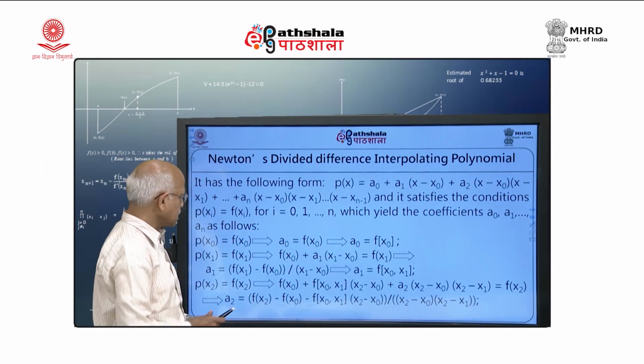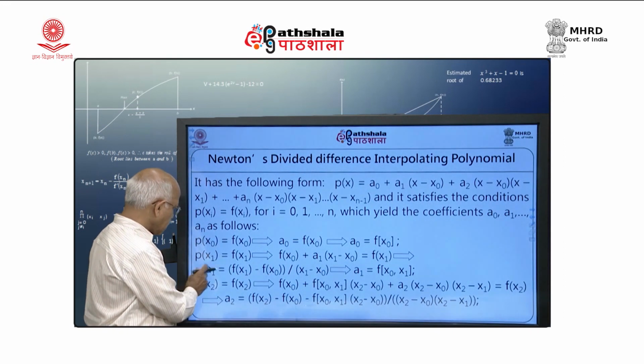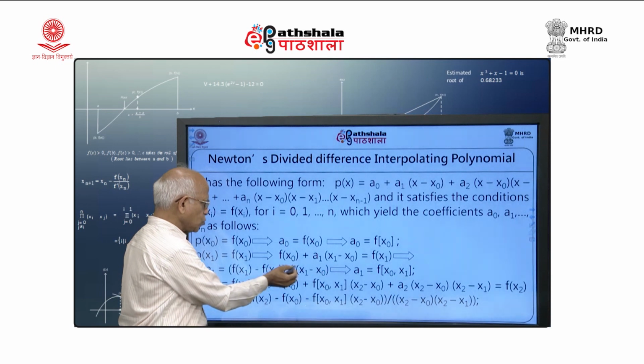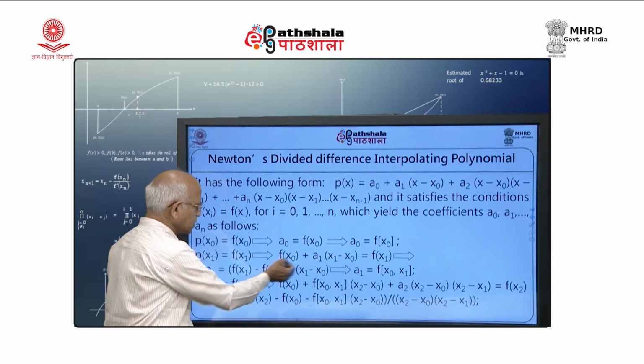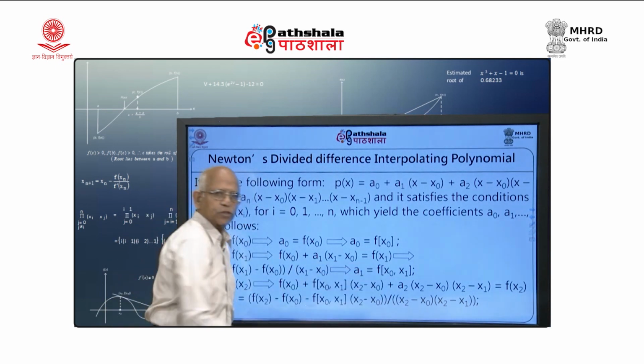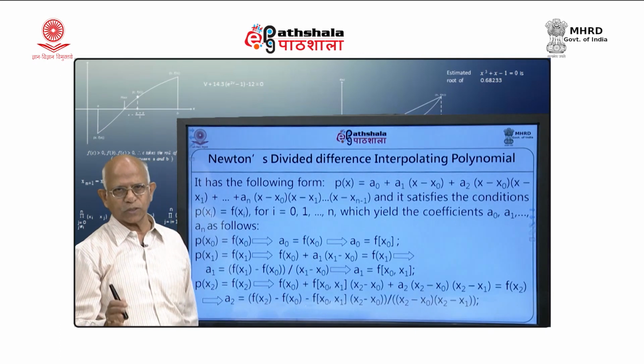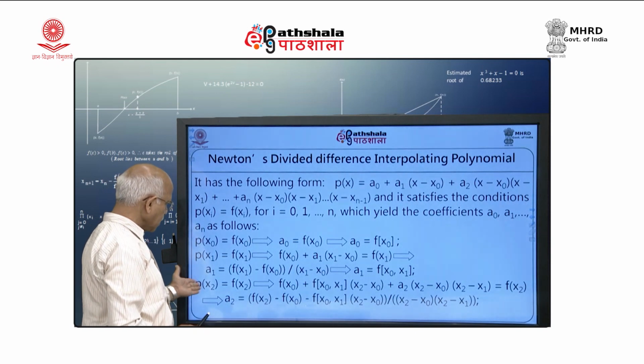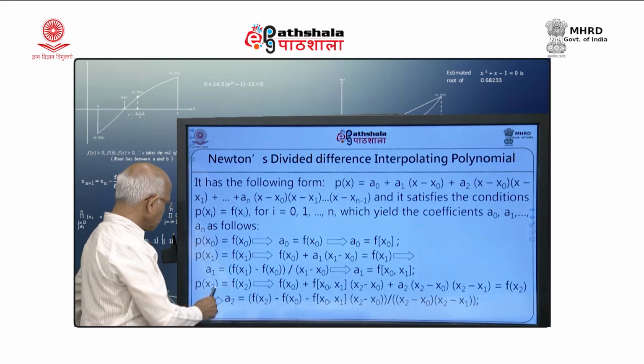So, I will be getting this result here, that a 1 will be equal to (f(x1) minus f(x0)) upon (x1 minus x0), but this is nothing but the first order divided difference over the nodes x0 and x1. So, that is how I will be getting a 1. Similarly, we can get p(x2). So, p(x2) equal to f(x2).